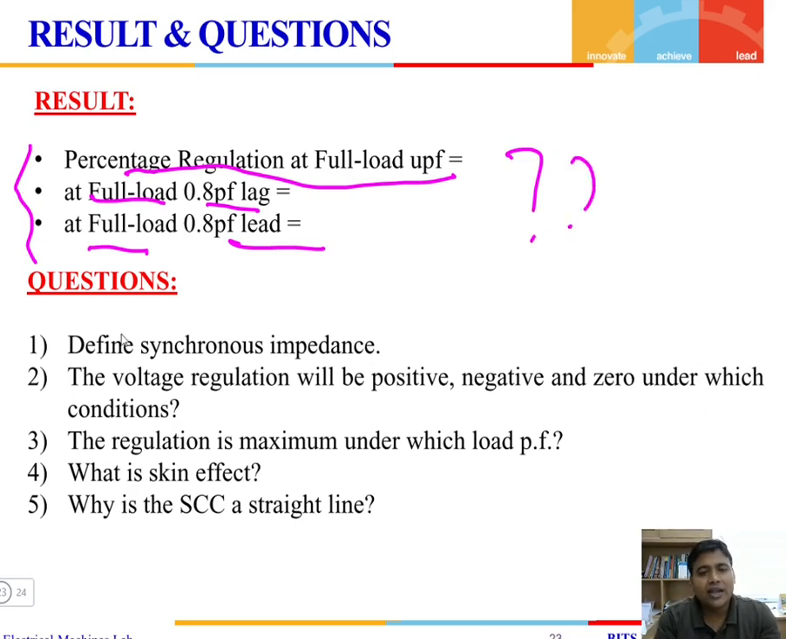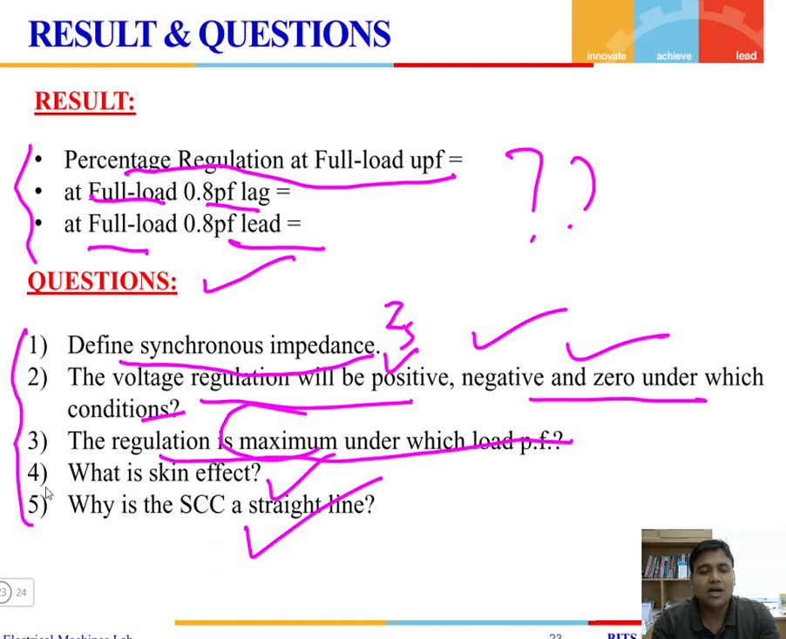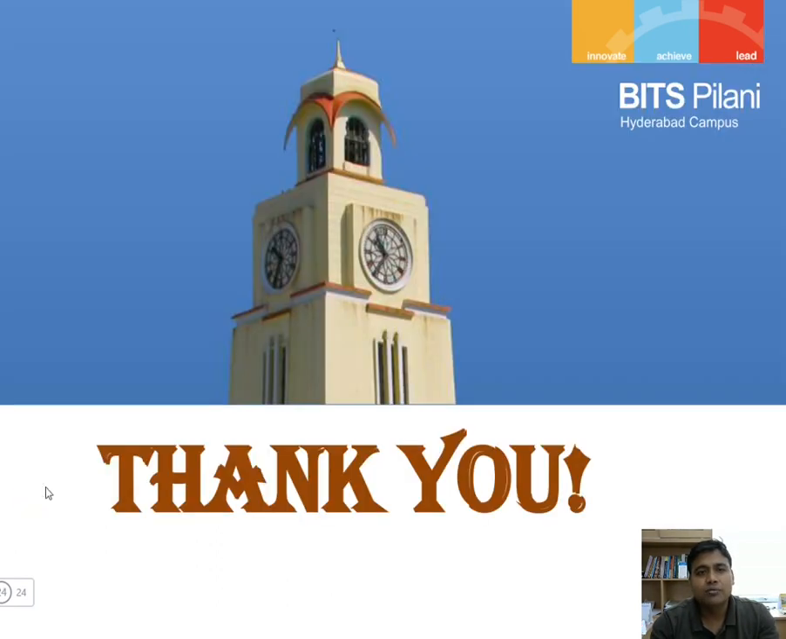At the end, some questions need to be answered. What is defined as the synchronous impedance, that is Z_S? The voltage regulation will be positive, negative and zero under which condition? So when will the voltage regulation be positive, when will it be negative and when will it be zero? The regulation is maximum under which load power factor? What is the skin effect and why is the short circuit characteristic a straight line? These are a few questions that can be answered after doing this experiment.